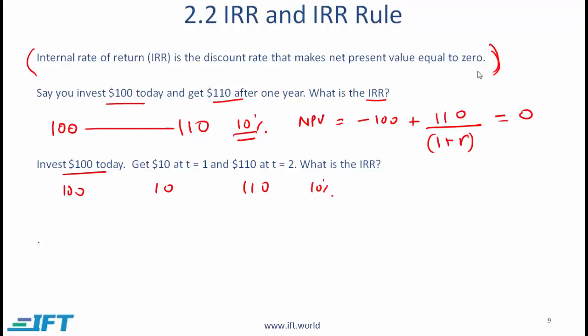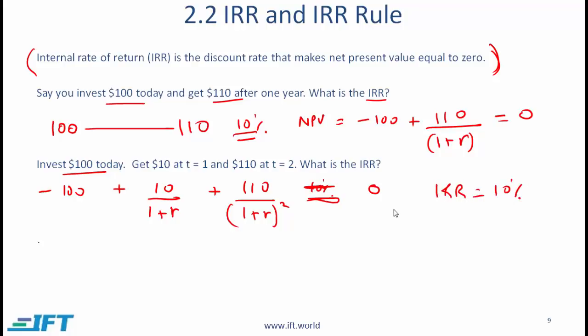And notice that this concept still applies. What is the NPV of this particular project? Here the NPV is minus 100 plus 10 over 1 plus R plus 110 over 1 plus R squared. Now the value of R which is going to make this NPV equal to 0 is the IRR. And notice again that when you plug in 0.1, that is what is going to make the NPV equal to 0. So here again we can say that the IRR is equal to 10%.